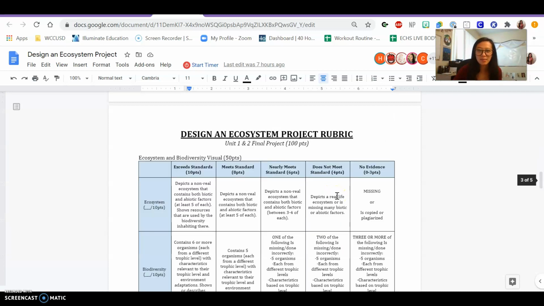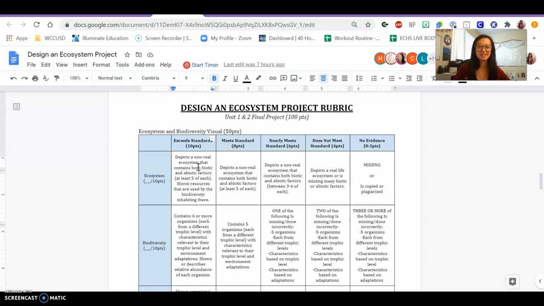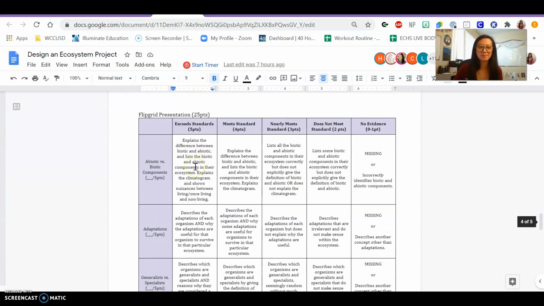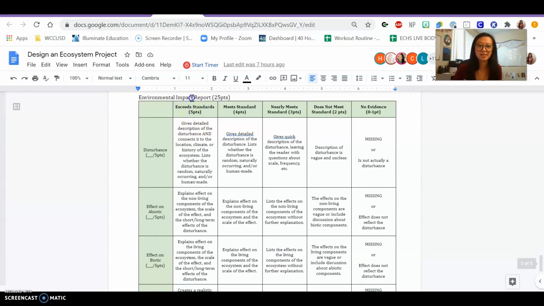Lastly, like I said, I'm going to be making a separate video, but here is the rubric. This is the exact rubric that I'm going to be using to grade your work, so make sure you read it super carefully. You should all be aiming for this column right here that says exceeds standards, so read especially this column. I split it up into the different parts. Here's the Flipgrid presentation, here's the EIR, and above was the visual. Please take a look at this and let me know if you have any questions.